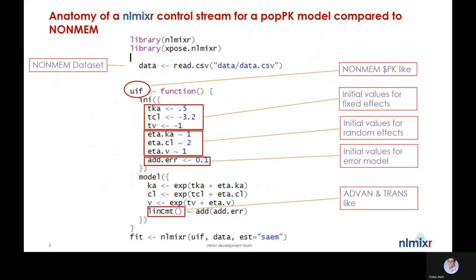nlmixr is no different. You read in a NONMEM-style data set with some things that are expanded, like you can name your compartments to make them easier to refer to. Then you have a function in nlmixr that has initial estimates of the population parameters, initial estimates for the between subject variability omega matrix, and the initial estimates for the error model. And the model itself, which shows relationships between the fixed and the random effects. In this case, it's a closed form solution, linear compartmental model that's modeled by an additive unexplained variability.